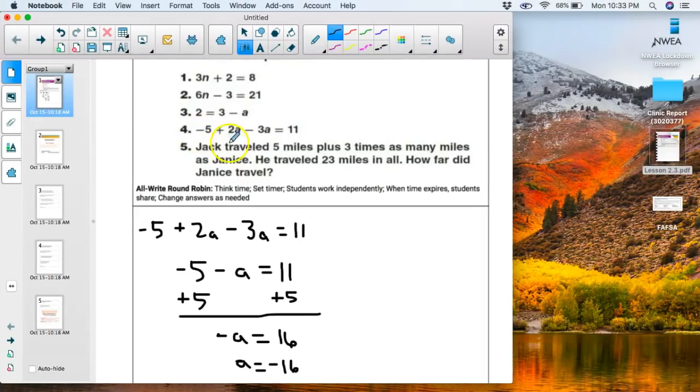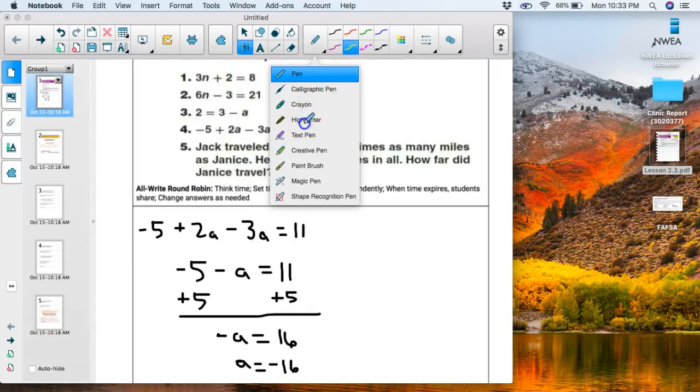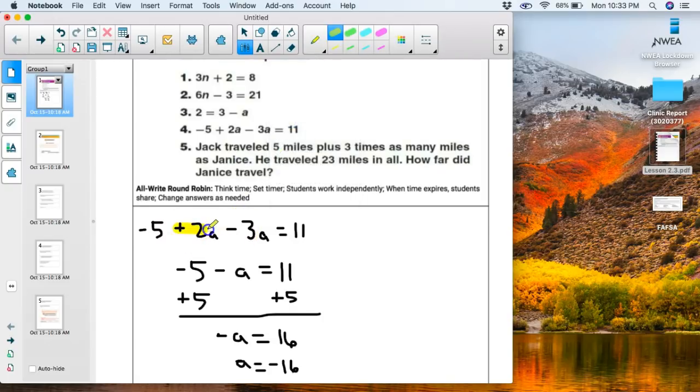This one might be a little tricky. Number 4 is a equals negative 16. So you have a situation here in which you need to combine like terms. Plus 2a minus 3a. That net total is negative a. It's negative 1, right? 2 minus 3 would be negative 1. So it's negative a. Add 5 to both sides, you get negative a equals 16. So positive a equals negative 16.